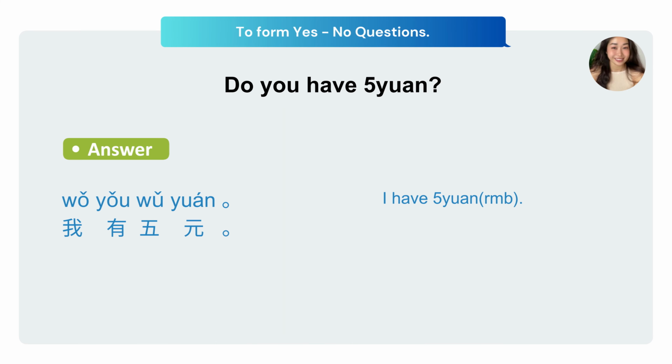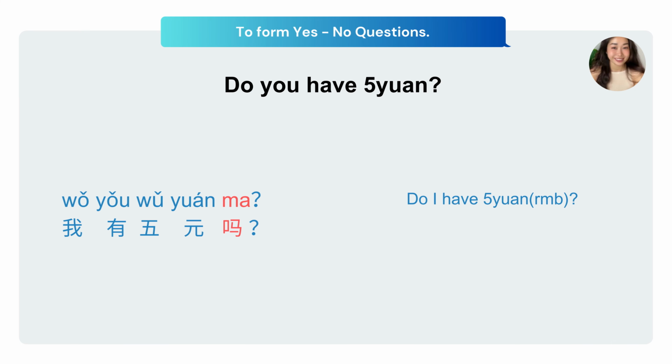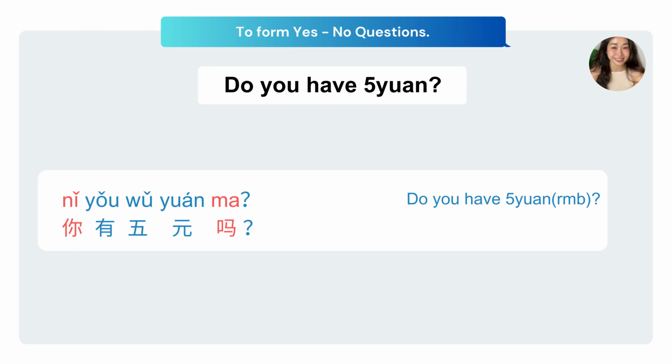So that would be 我有5元吗? But here, we also need to change the subject. So we are going to change 我 to 你, same as before. So it would be like this: 你有5元吗? And this is the translation of "Do you have 5 yuan?"